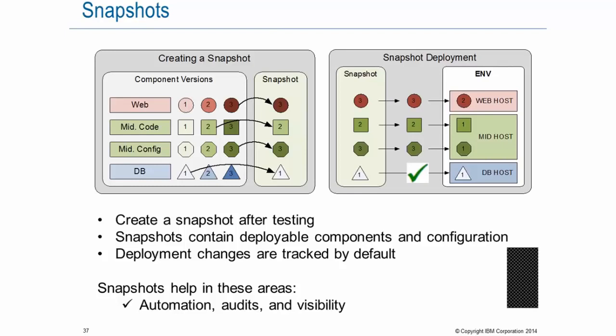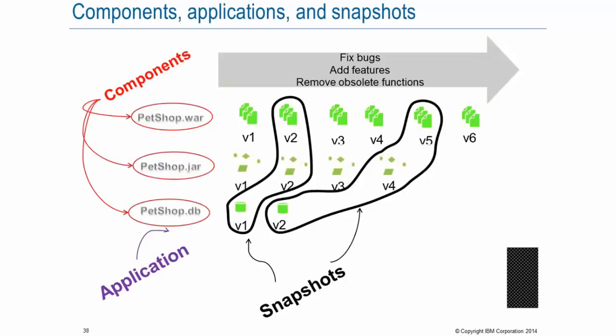So just briefly talking about the relationship between components, applications, and snapshots. An application is a collection of components. So here we have a WAR, a jar, and a database component. Those are different components that make up this particular application. Over time, we've got different versions for each one of those components, and the snapshot allows you to define, at a certain time when you've done your testing, this set of versions for these components, and I can deploy it based on a snapshot.